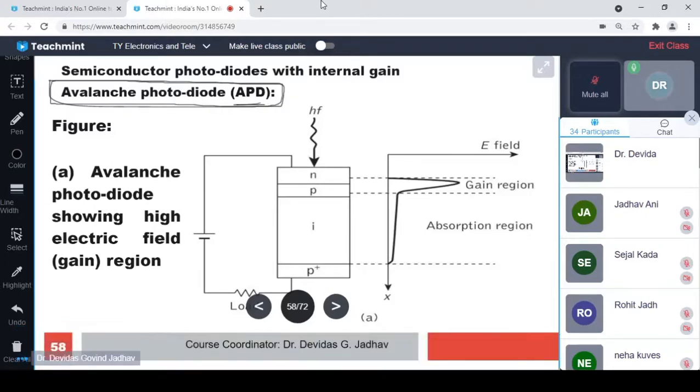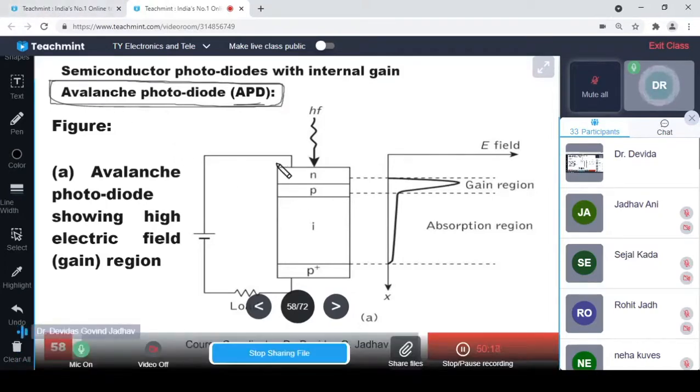So this is the structure of the photodiode. Just check what different layers are there. Just check the layers, the number of layers, which different layers are there. There is an N layer, there is a P plus layer.